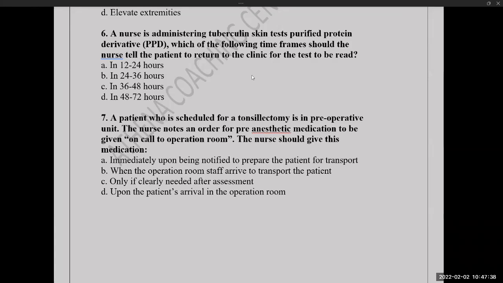Yes, the answer is 48 to 72 hours. Okay, so the correct answer for this is D, 48 to 72 hours. Okay, fine. So tuberculin test or Mantoux test is a test to identify pulmonary TB.